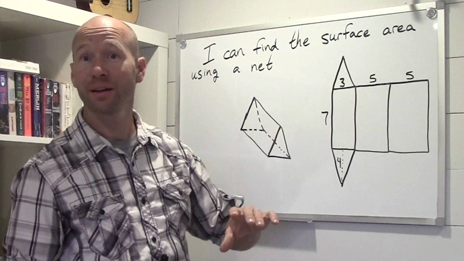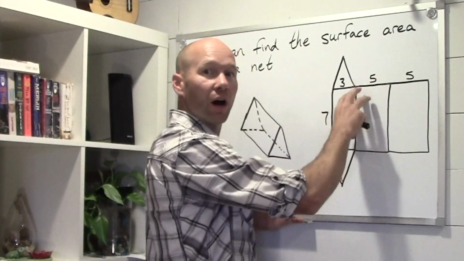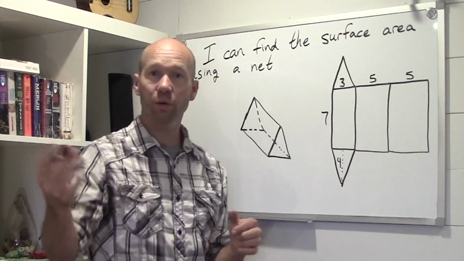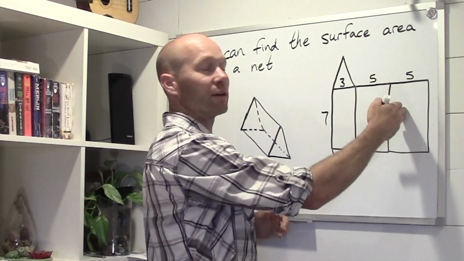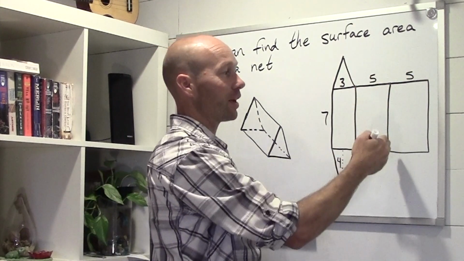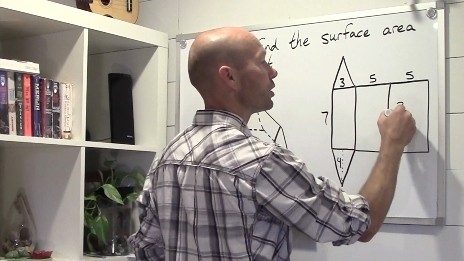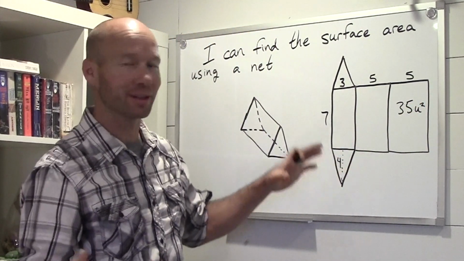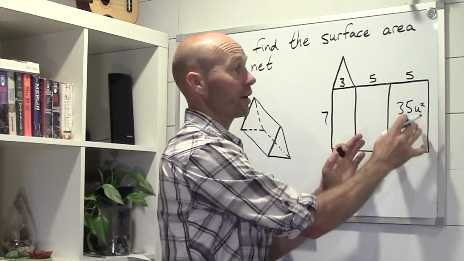Well, what we need to do is find the surface area of each of the sections of this, and then add them all together. So where do you want to start? Okay, let's start here. How do we find the area of this rectangle? Yeah, it is 5 units by 7 units, and 5 times 7 is 35. So we're going to get 35 units squared, because it is a unit times a unit, not a cubic unit as in the volume, but just the area of this side.